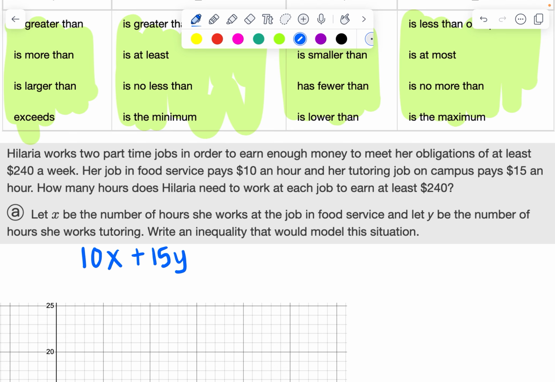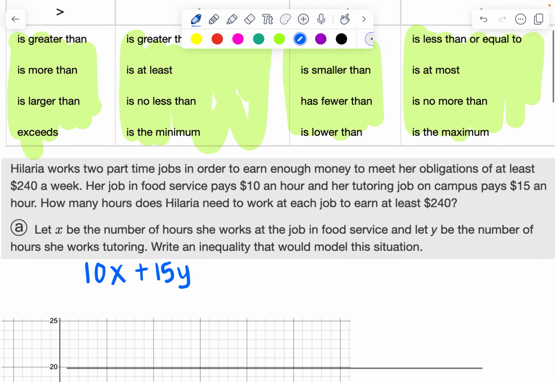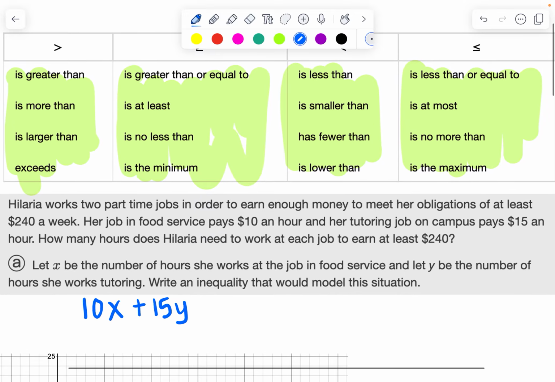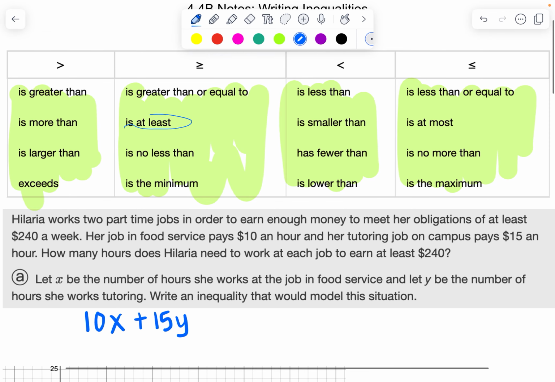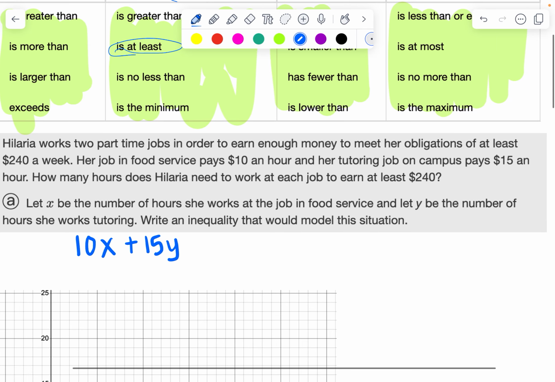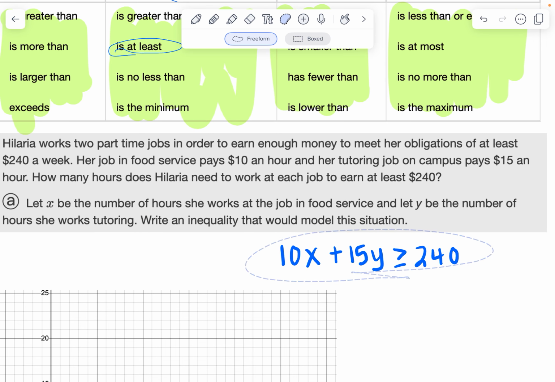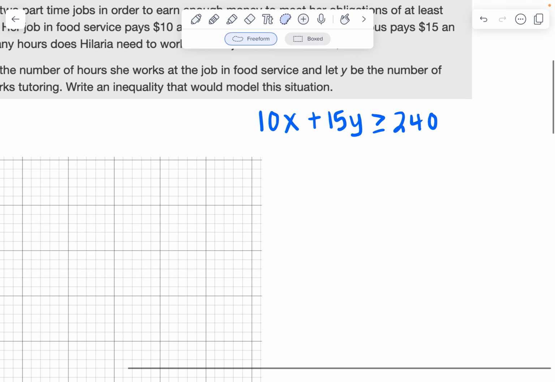And she needs to make at least $240. So at least here, we can see is greater than or equal to. I think I said 240,000. I meant $240. All right, in order to graph this, we're going to need to get Y by itself.